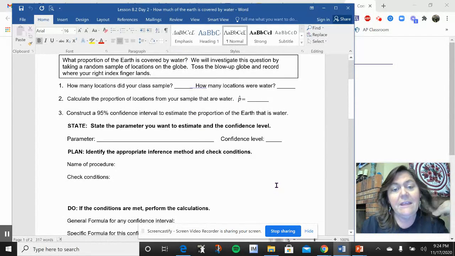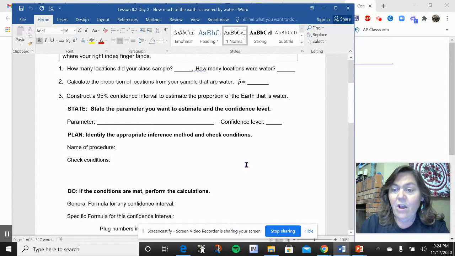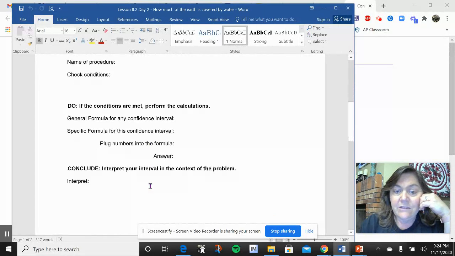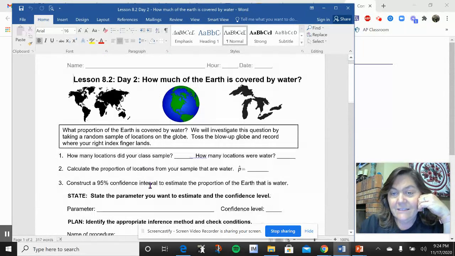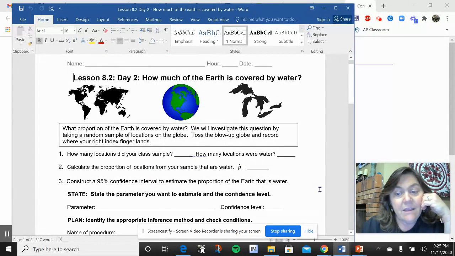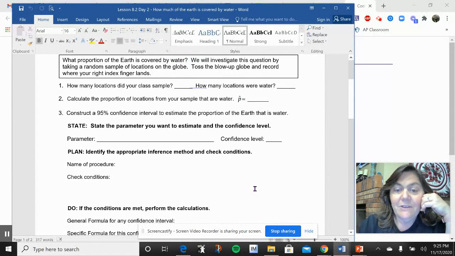If you recall yesterday, I gave you a template that I want you to be following, and AP wants you to follow: state, plan, do, and conclude. So this is a copy of that worksheet template. I want you to fill in your state, plan, do, and conclude for that activity as a review from yesterday. When you're done with that and putting some answers into Edpuzzle, we'll come back and look at the answers to it.